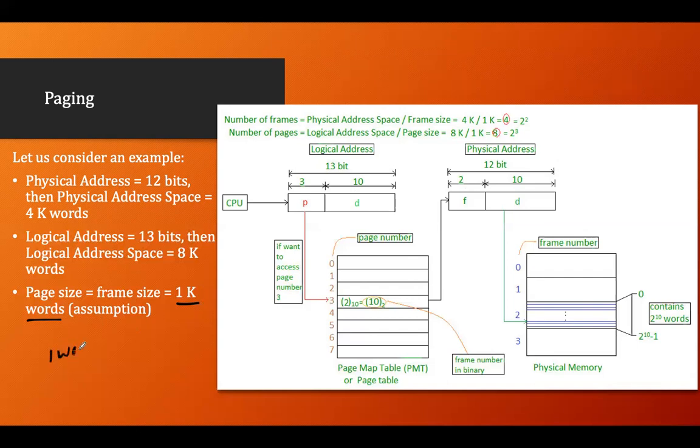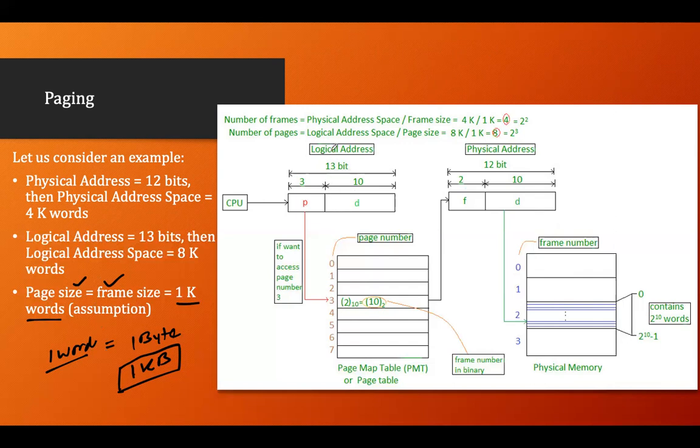Because one word is equal to 1 byte, right? Because we are talking about byte addressable. It is also called word. So we can say 1kb. This is the frame size. So one frame has a size of 1kb or 1k words.